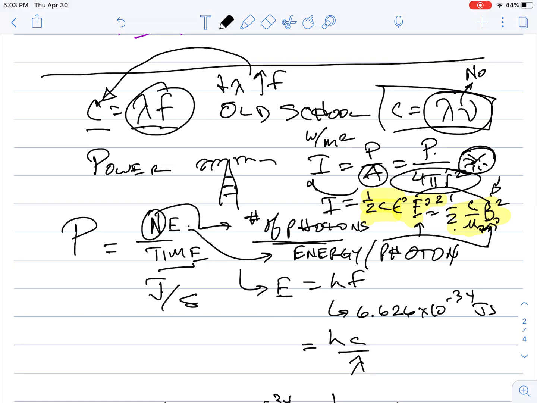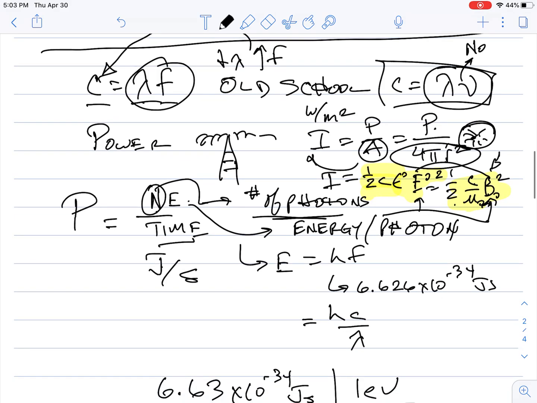Otherwise known as power, because it's energy per unit of time. So your energy per photon comes out of this equation, E equals hf, which you all have seen before. Old school, you have E equals h nu. Okay, so what's new? E over h. That's the other version of the joke.